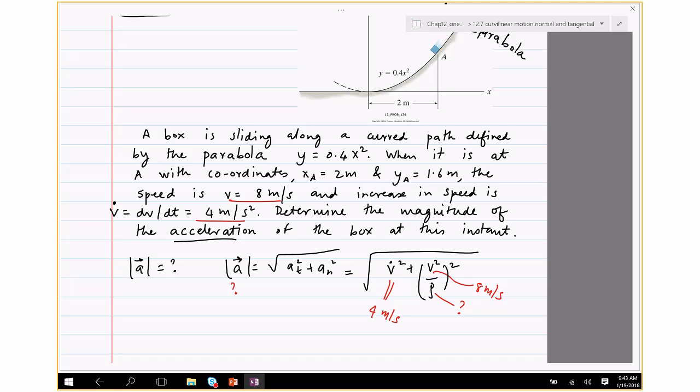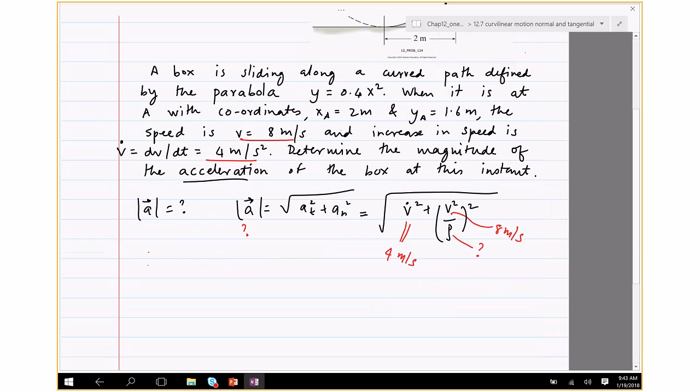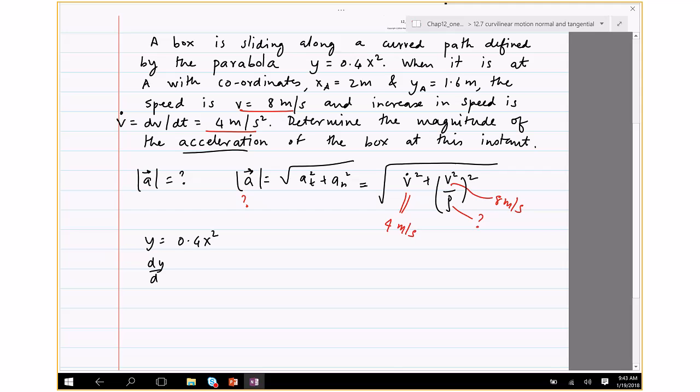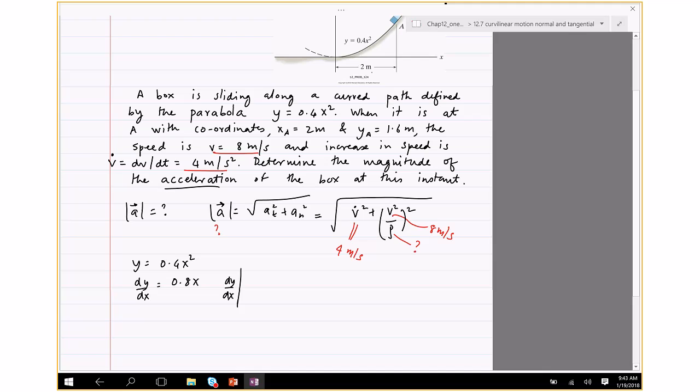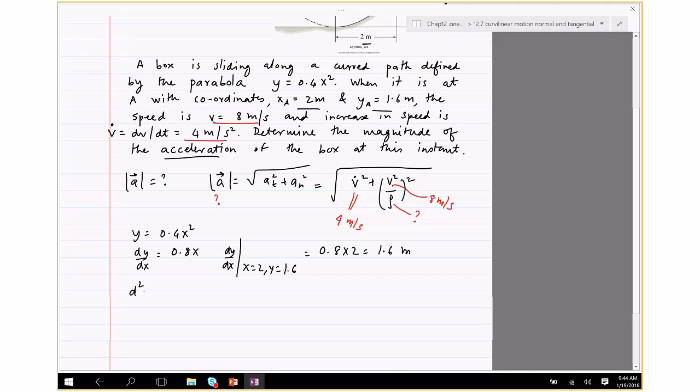That's because you are given the function, y equals f of x, or the equation representing the curve, which is the parabola. So what I'm going to do is take y equals 0.4 x square, find dy dx, that's 0.8 x, and I want dy dx at a specific point. I want dy by dx at x equals 2 meters and y equals 1.6. So it's 0.8 times 2, which is 1.6, and d square y dx square is 0.8, and since that's a constant, it doesn't change with the coordinate.